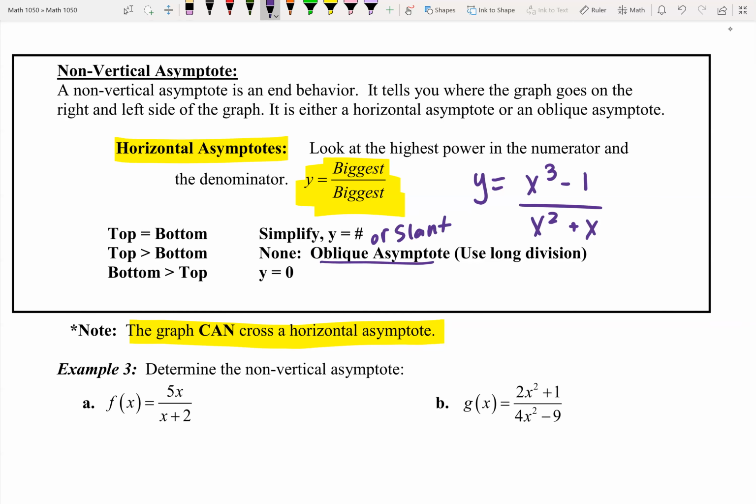It's the same. Well, the easiest scenario is this, guys. Look, what if you have y equals x to the second minus 1 over x to the second plus x? They're the same. So then you just go x squared over x squared is 1. So it would be y equals 1. If the bottom is bigger than the top, then it's y equals 0.